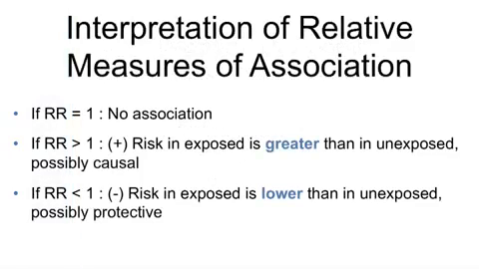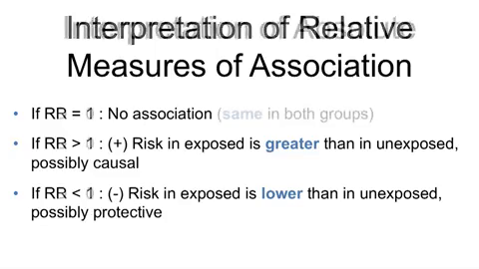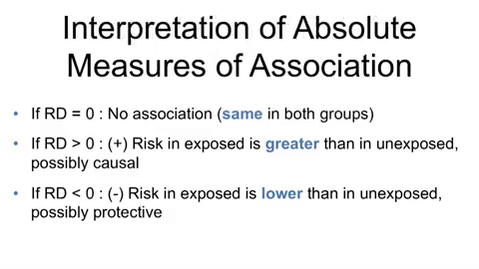Here are the guidelines for relative measures of association, i.e. ratios. If the risk ratio or rate ratio is equal to 1, then there is no association between the exposure and the disease or health outcome. If the risk ratio or rate ratio is greater than 1, then the risk in the exposed or rate in the exposed is greater than in the unexposed. If the risk ratio or rate ratio is less than 1, then the risk in the exposed is lower than the unexposed.